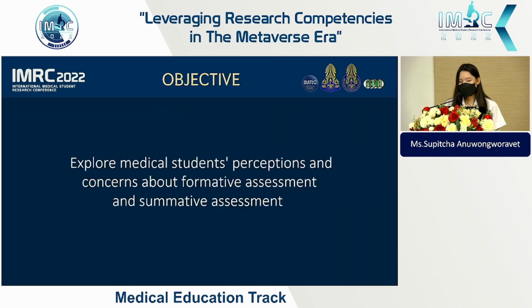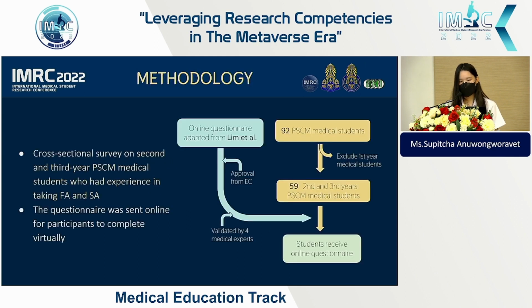The objective of this study is to explore medical students' perceptions and concerns about formative assessment and summative assessment. For methodology, the design of the study is a cross-sectional survey where the questionnaire was sent online to participants. The inclusion criteria is second and third year PSCM medical students who had experience taking both FA and SA. So there are a total of 92 PSCM medical students. However, the first year students were excluded because they have not done SA. So this left us with 59 second and third year medical students.